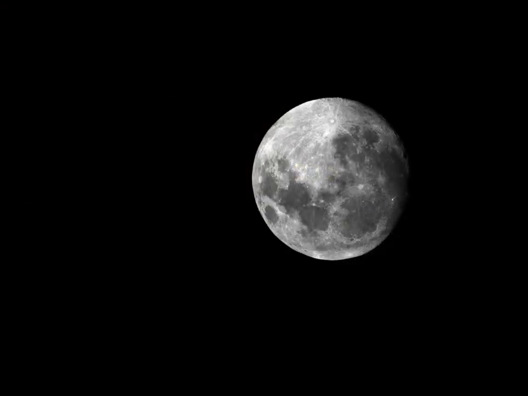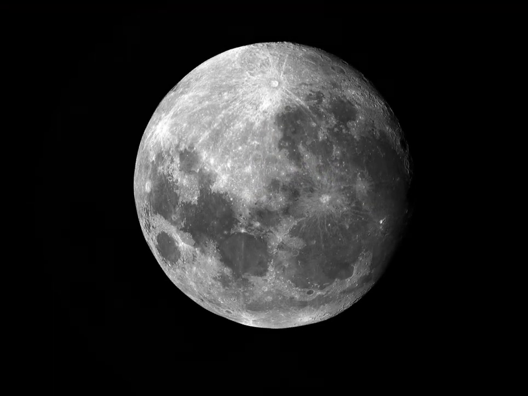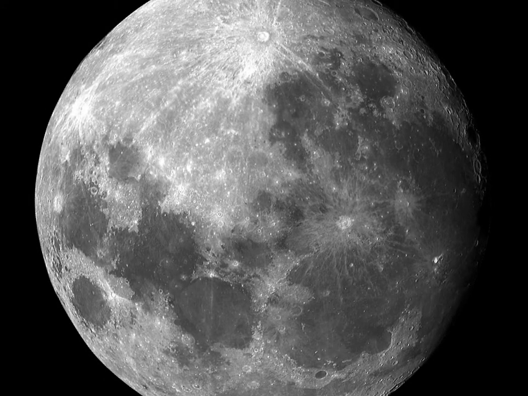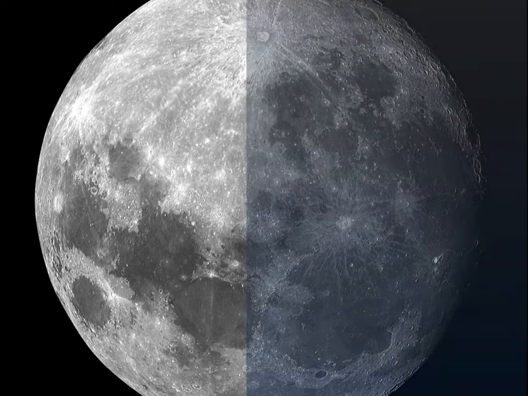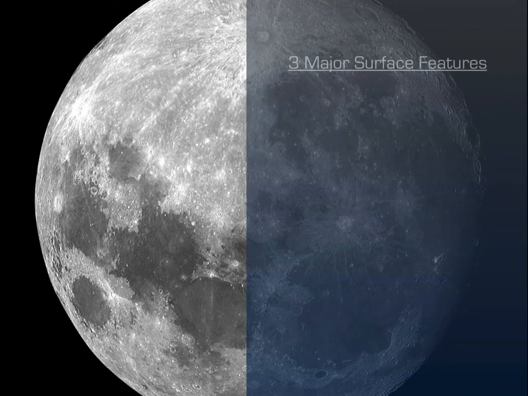So as you look at the Moon, and as I zero in on it, you can see that it has some very distinct features to it. So we're going to discuss those. There are three main surface features that we're going to discuss in this video. The first one is the Maria, the highlands, and the craters. Three of the most obvious features of the Moon.